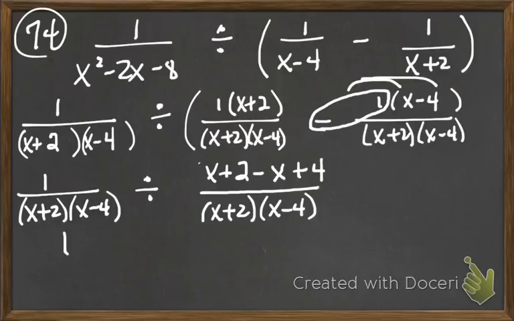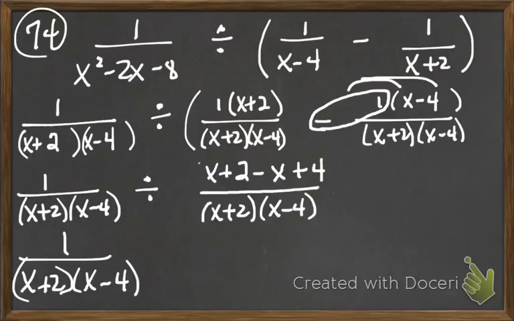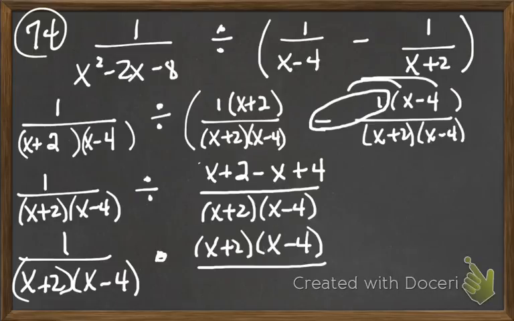Alright, so we're almost finished. So we have 1 over x plus 2 times x minus 4. We're going to change division to multiplication, and we're going to flip the fraction over. So the x plus 2, x minus 4 goes to the top. You're going to simplify x plus 2 minus x plus 4. The x's are going to cancel, and 2 plus 4 is 6. So 6 goes to the bottom.